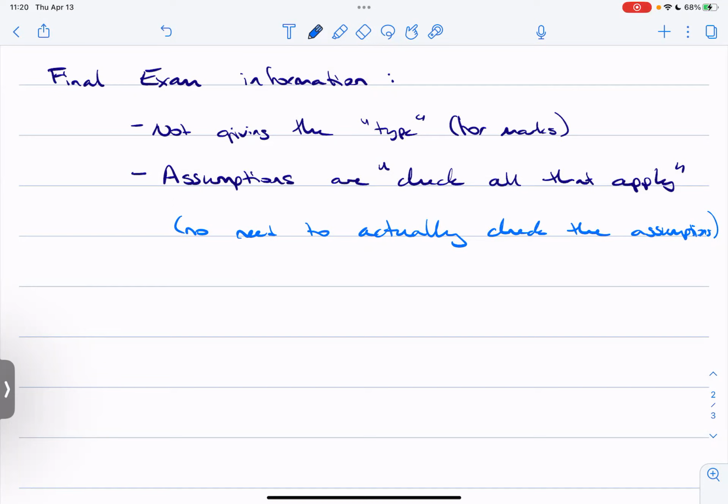But then we will have to go in to actually check that there's no outliers. No, so you don't actually have to do it. You just have to tell me what you should be doing. So you don't actually have to check them. It gets confusing because it's check all that apply, but you don't have to do anything for the assumptions. You just have to tell me what you should be doing, and then you can assume that all the assumptions are met.